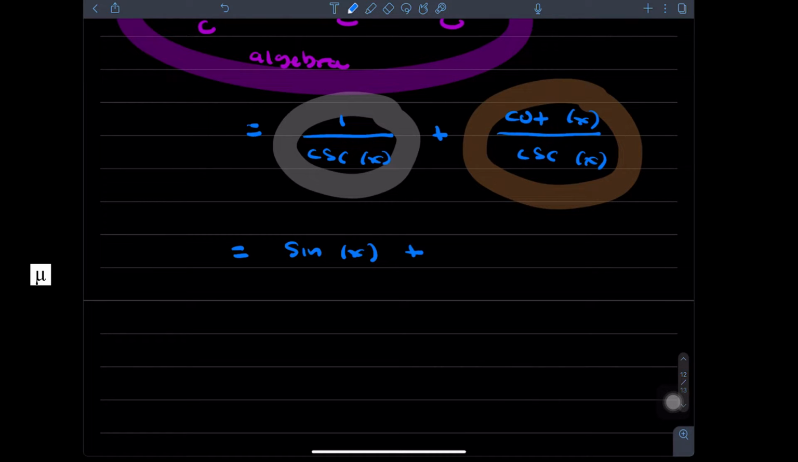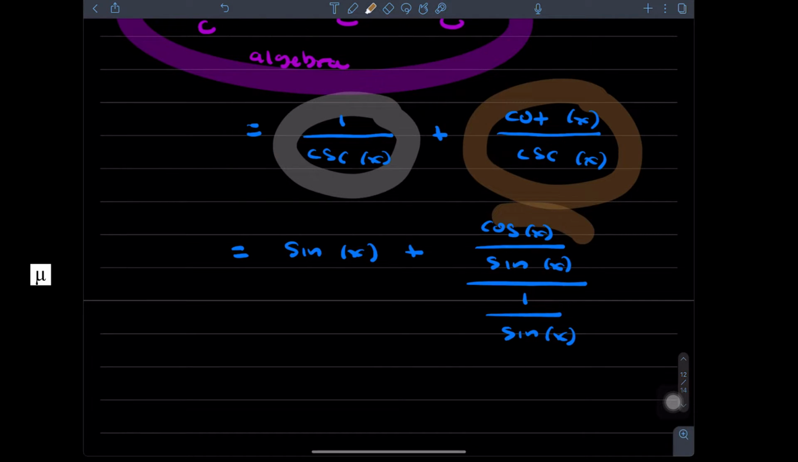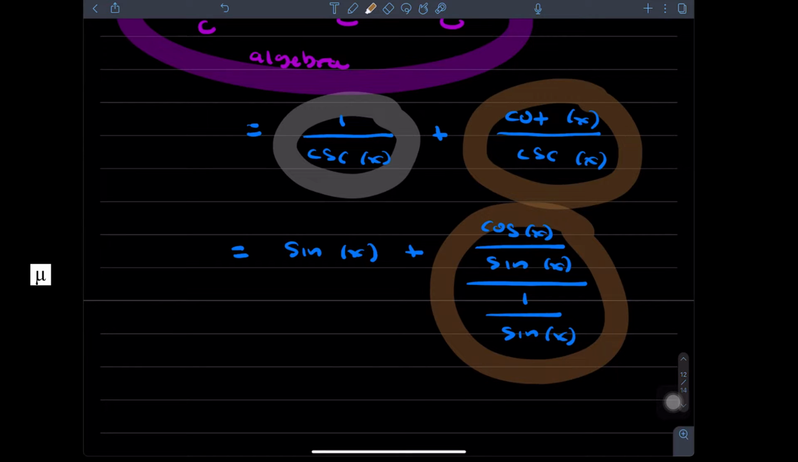Here's what I'm going to recommend. What do we replace cotangent with? And then you can say, this is divided by 1 over sine. Absolutely. Because this is what cosecant is. So you can actually use two identities in one step. That's fine.